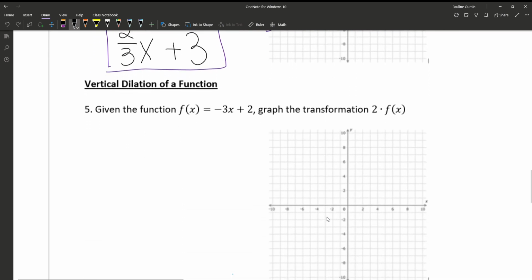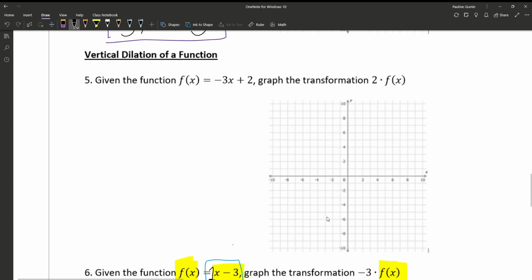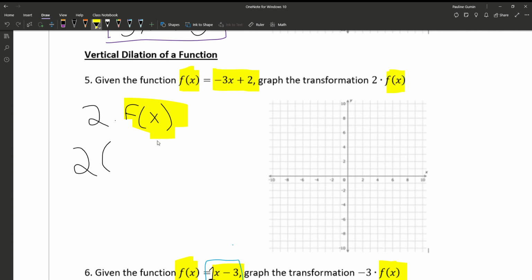Okay, the one I'd like to do with you is an example of the vertical dilation of a function. Vertical dilation happens when we multiply our function. So in this case, we are doing 2 times f of x. Luckily for us, we have f of x. Whoops, I meant to select the highlighter. Let's try that again. All right. We have f of x. How lucky for us. It is -3x plus 2. It's going to go right there. Let's write it in.